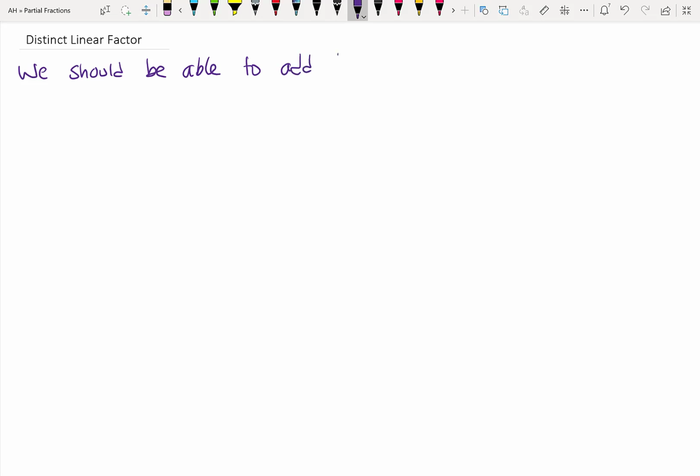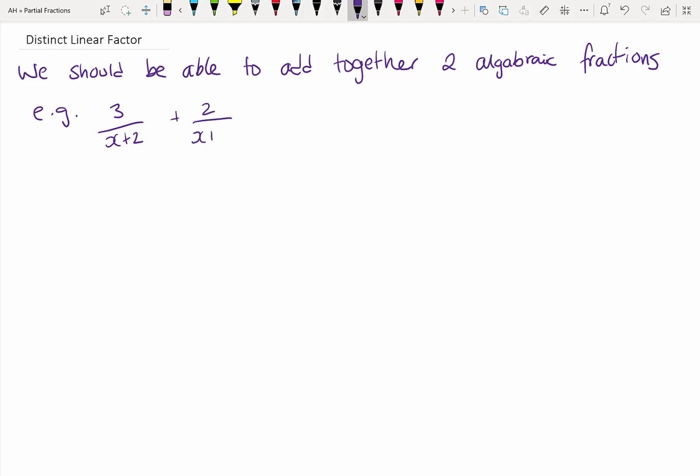to add together two algebraic, but we'll spell algebraic right, algebraic fractions. So for example, 3 over x plus 2 plus 2 over x plus 4. Right, that's the thing that we should be able to do by now.